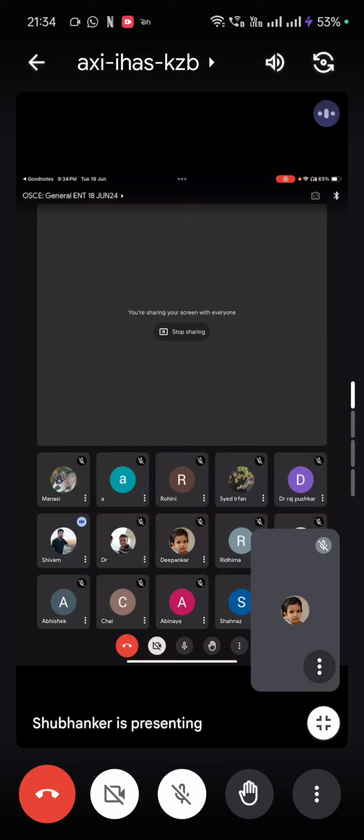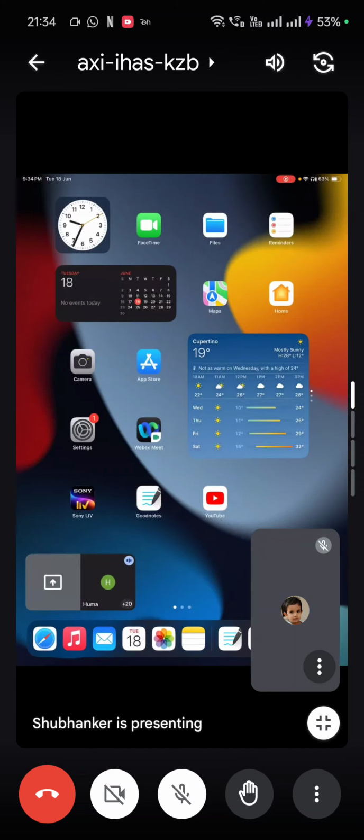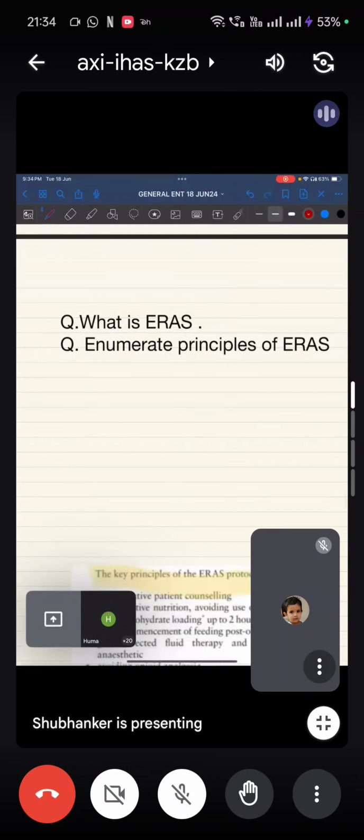Dr. Chaitra, are you there? है ना? चलो, let's give it a try. What is ERAS? Enhanced recovery after surgery, sir. अरे great. See, that was a, बोल सर. Enhanced recovery.